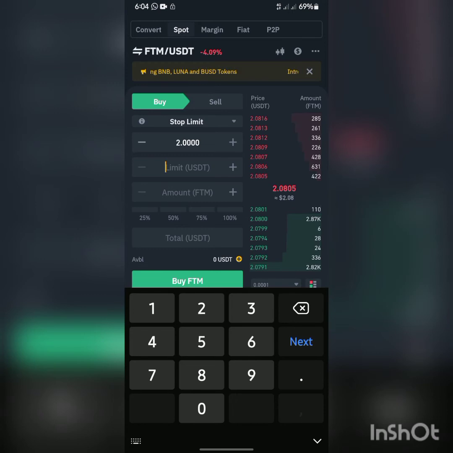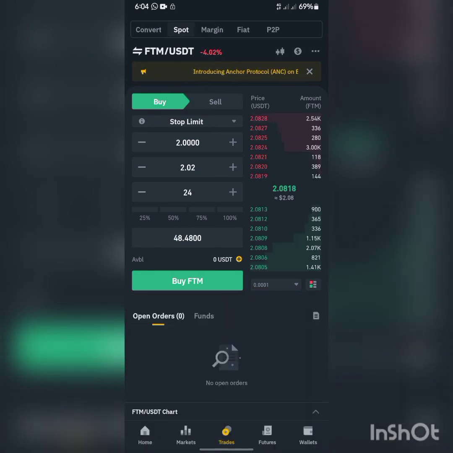Do you understand? Because this is like the price in which you want to buy it, but you're also thinking it might go higher than that. So maybe when you enter the trade, it is above this 2.00. You just have to use another limit and put maybe 2.02. So that's how limit works. Then you put your USDT you want to use and buy. That's all. The same thing with your sell.